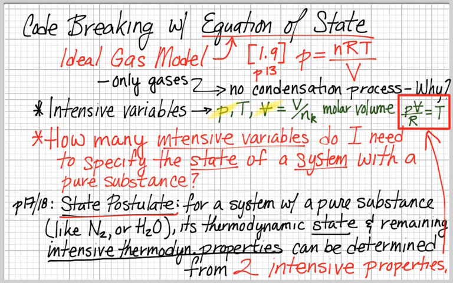And of course the gas constant is a constant, so it's just a numerical coefficient going along with the rest of the equation. And so this is code breaking with an equation of state. If I want to know temperature and I only have pressure and molar volume, I can find it. I don't have to measure it to find it. Very powerful stuff.